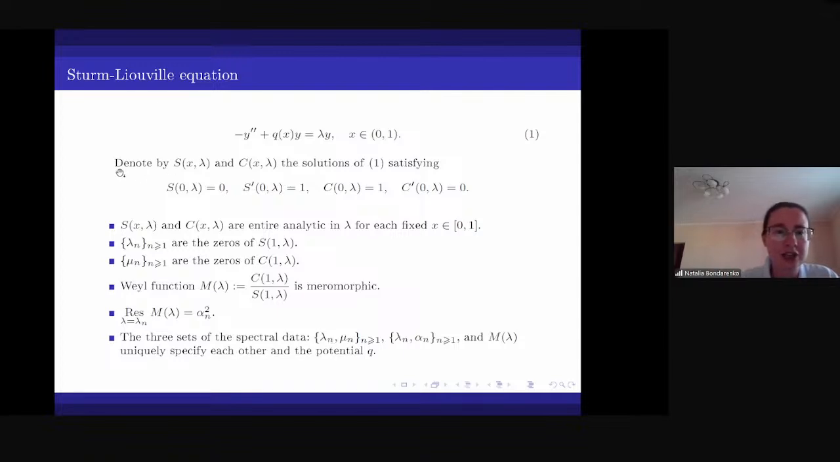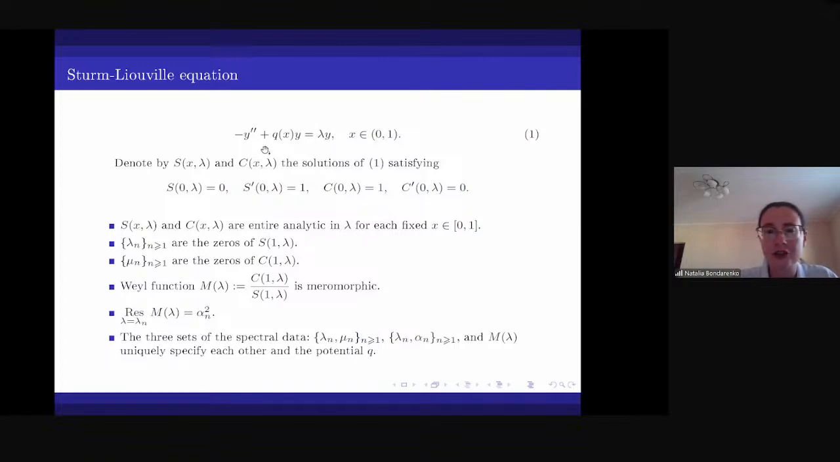Let me introduce some notations. Denote by S and C the solutions of equation (1) satisfying these initial conditions. So S(x, lambda) is the so-called sine type solution, and C is the cosine type solution. I have to say that everywhere in my talk, prime denotes the derivative with respect to x.